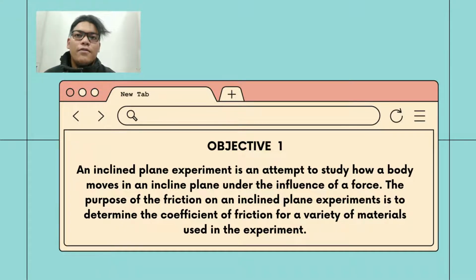We will talk about the objective and real-life application regarding friction on an inclined plane experiment. Now, let's move to the objective of this experiment. The purpose of the friction on an inclined plane experiment is to determine the coefficient of friction of a variety of materials used in the experiment. Using an inclined plane, researchers can investigate the equilibrium and non-equilibrium of a body on an inclined plane under the influence of a force.